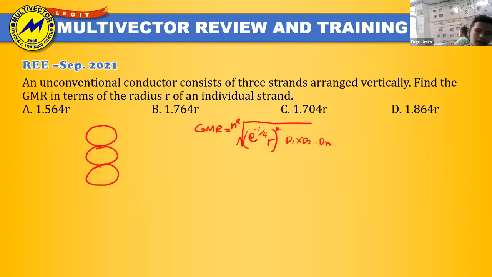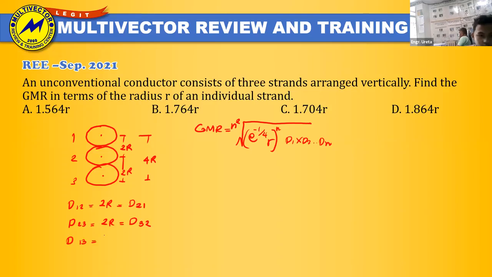Dito, since tatlo yung conductors natin, with respect to their corresponding centers, the distance of 1, 2, and 3. From 1 to 2, the distance nito is 2r. From 2 to 3, 2r. And from 1 to 3, it is actually 4r. So D12 is 2r, which is also equal to D21. D23, which is 2r, is just equal to D32. And D13, which is 4r, is just equal to D31.